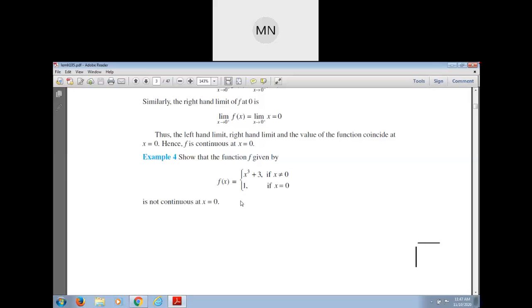See the definition. Because we have to check the continuity at x equals 0, first we find left hand limit and right hand limit. Already we have found the left hand limit and right hand limit. Now we have to find the functional value at that particular point. So here we check the continuity at x equals 0, so we have to find the value of f of 0. Now can you tell me the value of f of 0?